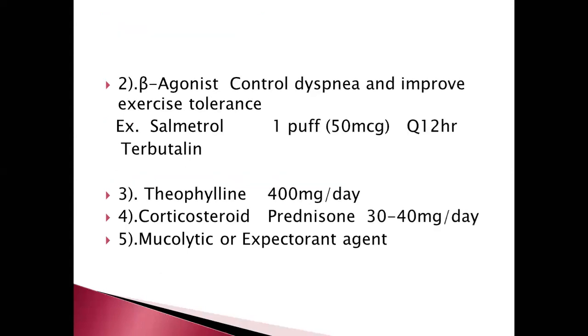Number two, beta agonists control dyspnea and improve exercise tolerance. Examples: salmeterol and terbutaline. Number three, theophylline 400 mg per day. Number four, corticosteroid, prednisone 240 per day. Number five, mucolytics or expectorant agents.